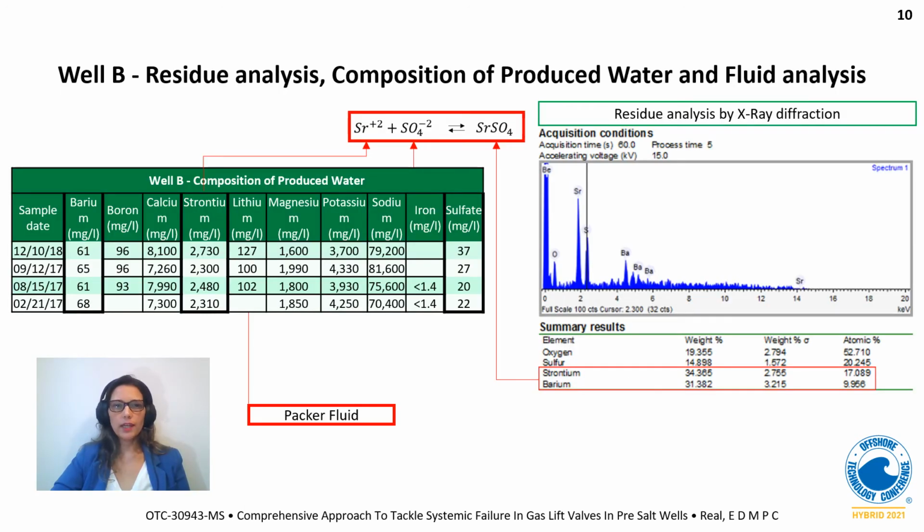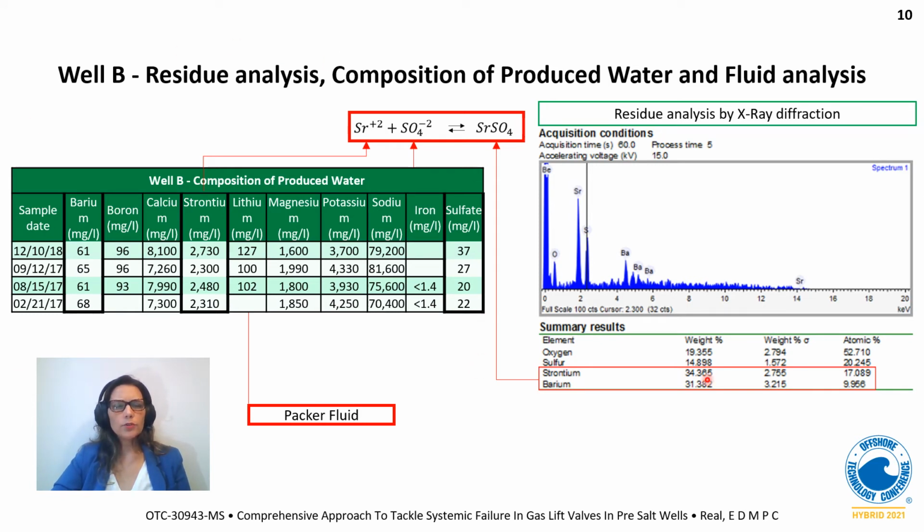Now I'm going to analyze the residue and composition of produced water and fluid. The residue found in well B gas lift valve was analyzed by X-ray diffraction, and the sample shows mainly strontium and a smaller proportion of barium. The produced water contained barium and strontium in high concentration, and sulfate too, like you can see here in this table.